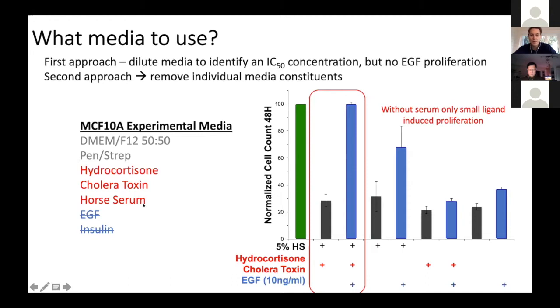So we ended up with this final MCF10A experimental media, where we removed EGF and insulin. With this, we should be able to identify any effects from ligands to induce proliferation. Likewise, since we get close to near maximal proliferation just by adding EGF, we can identify ligands that reduce proliferation in the context of EGF-induced proliferation.